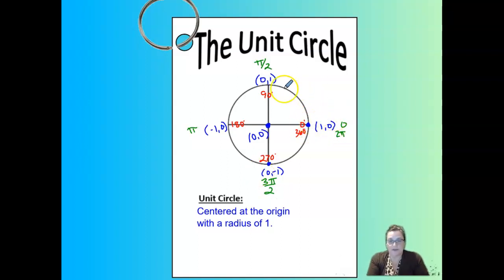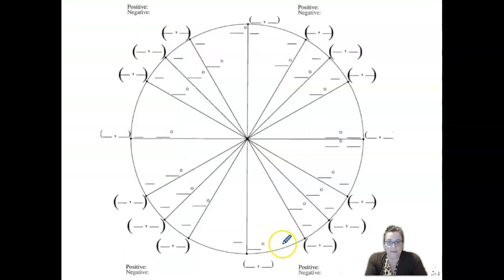So this would be all of the information for the quadrantal angles, which occur when our circle is cut into 4 congruent pieces. So on that unit circle template, go ahead and pause the video and see if you can fill in the radians, the degrees, and the coordinates for your 4 quadrantal angles from memory.